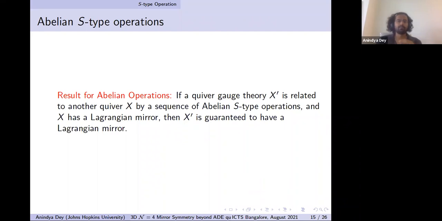So what am I saying? Let's suppose that you give me an extremely terrible looking quiver gauge theory X prime, and I can somehow show you that it follows from a simpler theory X by a sequence of Abelian S-type operations. Now, in addition, if this theory X also has a Lagrangian mirror Y, then X prime must have a Lagrangian mirror. Is the statement clear?